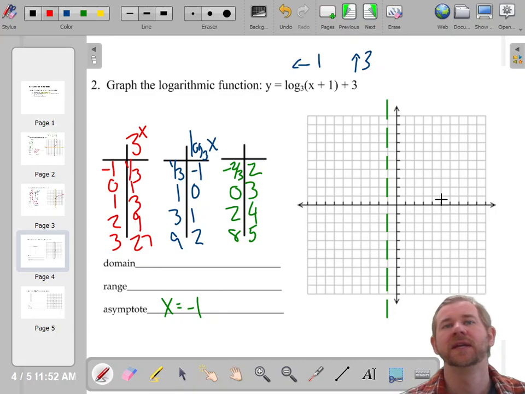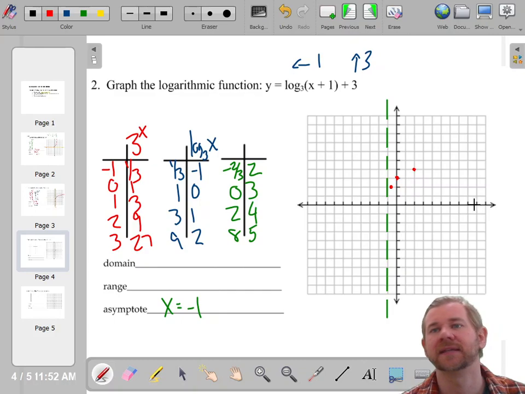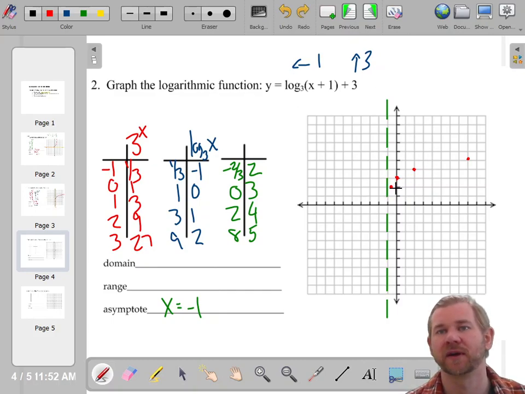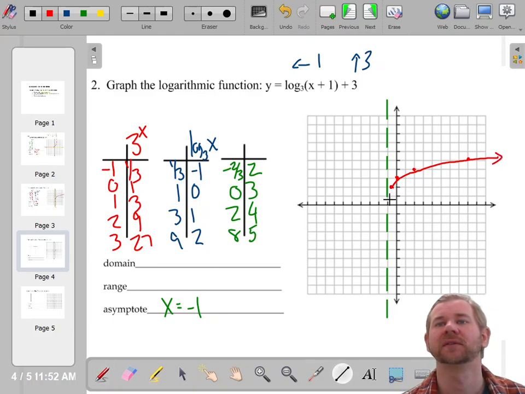Let's plot it. Negative 2/3 is about right here at positive 2. 0 is at positive 3. 2 is at 4. 1, 2, 3, 4. And 8 is at 5. So this is the graph of a base 3 logarithm. And when I draw it, ooh, that's not very good. Let's try that. Do better. Like this. And then it goes down forever, following that asymptote.